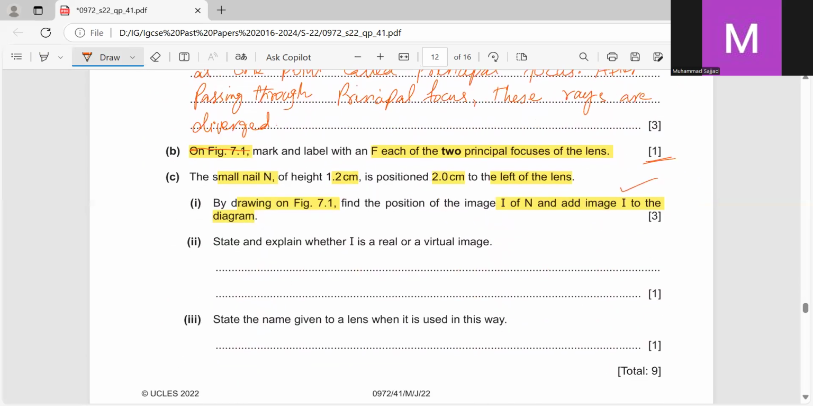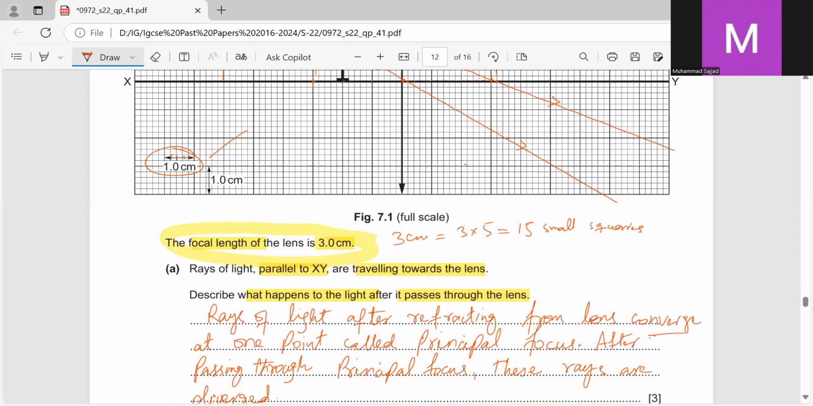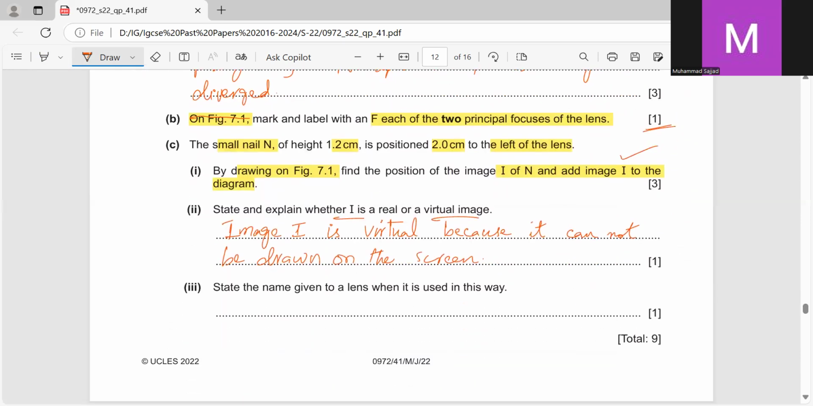Then still explain whether I is real or virtual. I have told you already within the explanation. Image I is virtual because it cannot be drawn on the screen. Or in other words, whatever you have observed, you can write: the rays of light did not really intersect. That's why it is a virtual image.